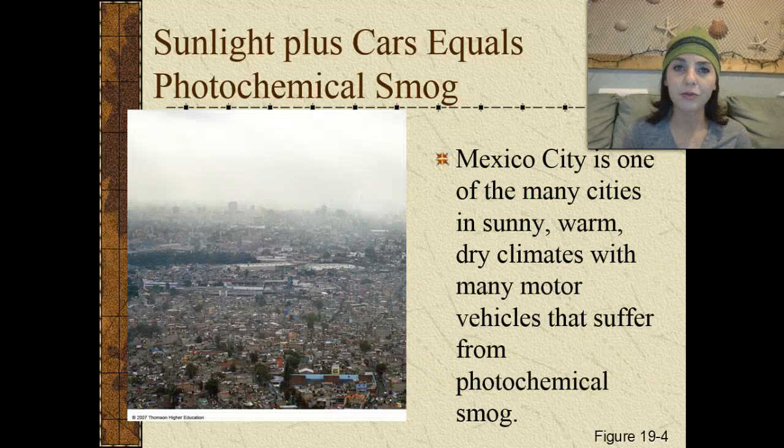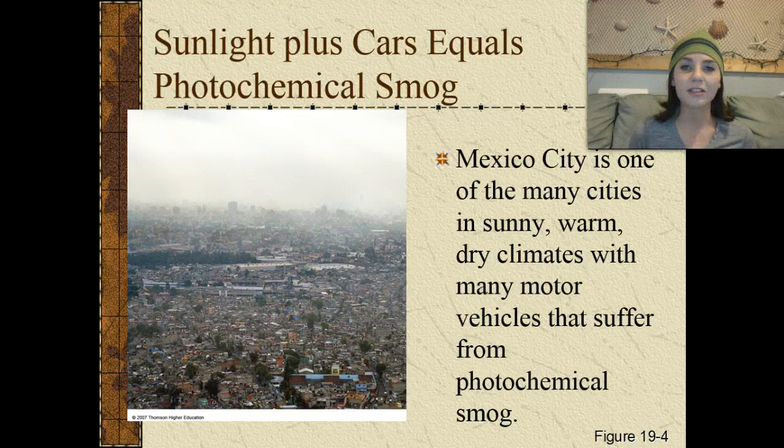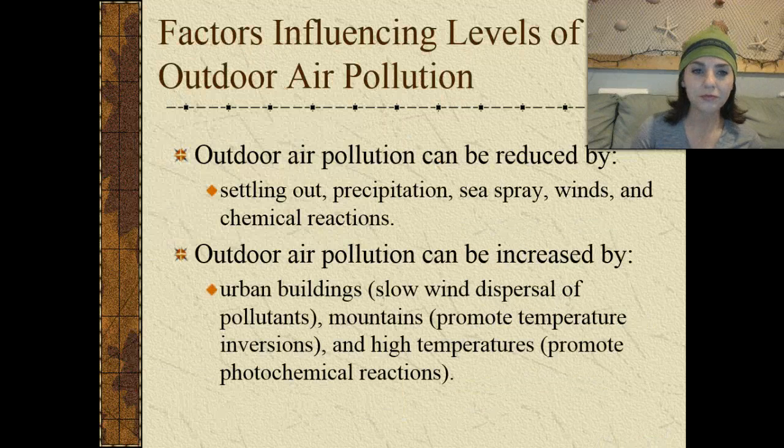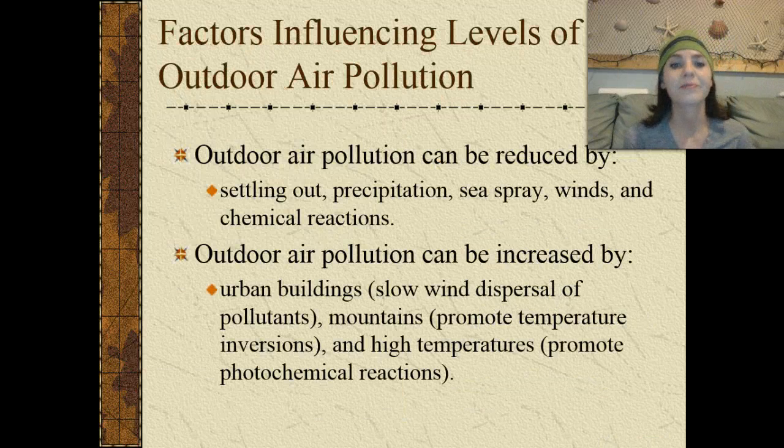So this is an example of what photochemical smog looks like. If you live in the area that I do, which is Texas, and you've driven to Houston sometime, especially in the summers, you can see photochemical smog at times. This one, though, particularly is Mexico City, and it's one of many cities in sunny, warm, dry climates with a lot of people that have cars, and they're constantly driving their cars, and it suffers from photochemical smog. You can also see this in LA.